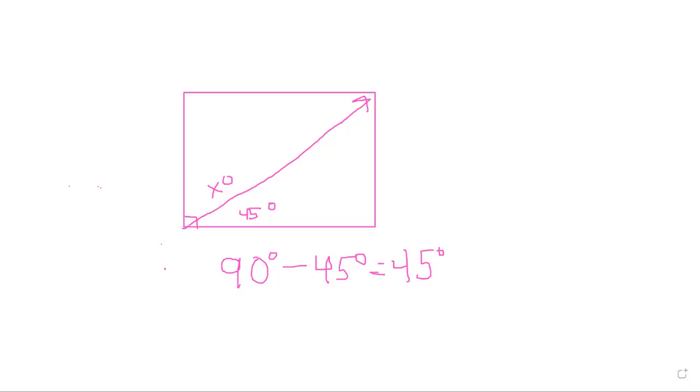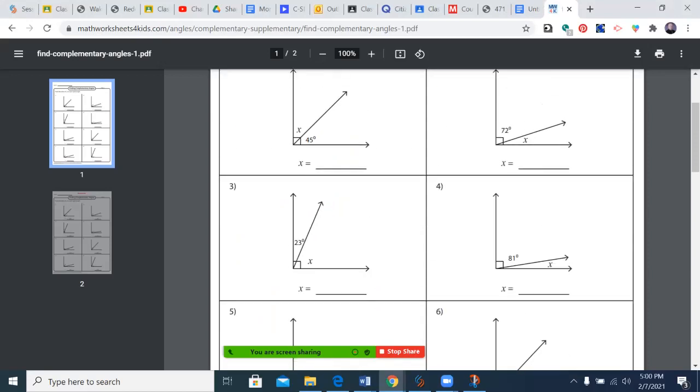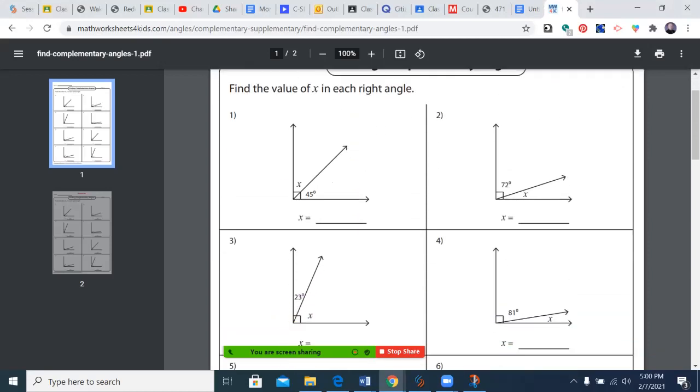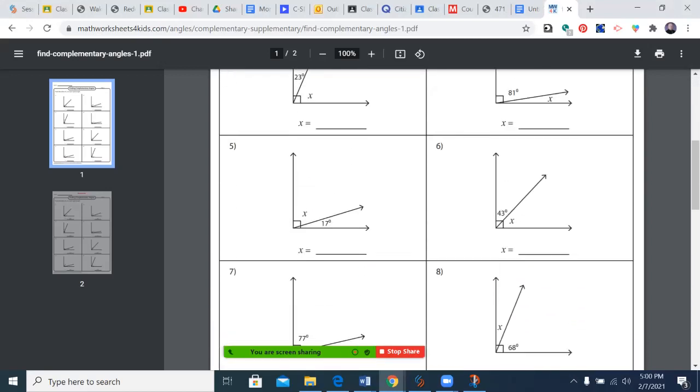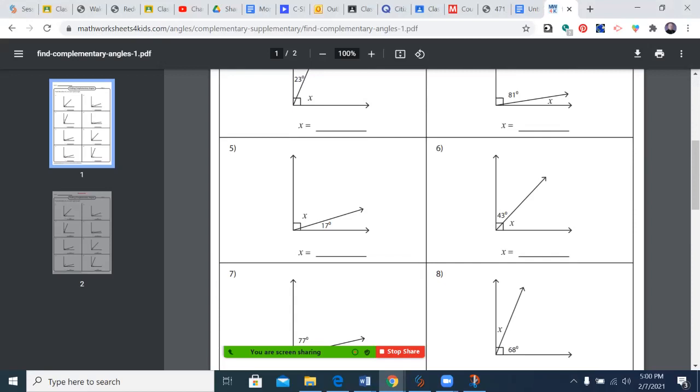You will have the opportunity in a moment to return to the Google Classroom. You'll find a Google form with a few problems on it. You will give the measure of the angle. In fact, let's go ahead and bring up that share. You'll see angles here. What is the value of X in each right angle? What is that one? I kind of gave you that one. You have that. And you may not have all 8 problems, but you will have a few of them.